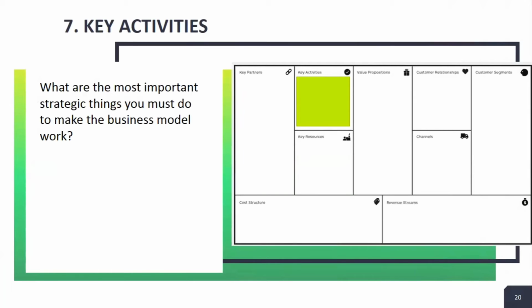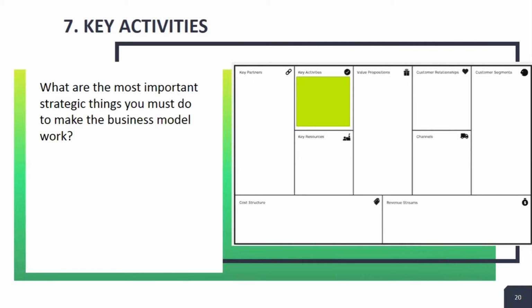Key activities. What are the activities, tasks that need to be completed to fulfill your business purpose? In this section, you should list down all the key activities you need to do to make your business model work. These key activities should focus on fulfilling its value proposition, reaching customer segments, maintaining customer relationship, and generating revenue.